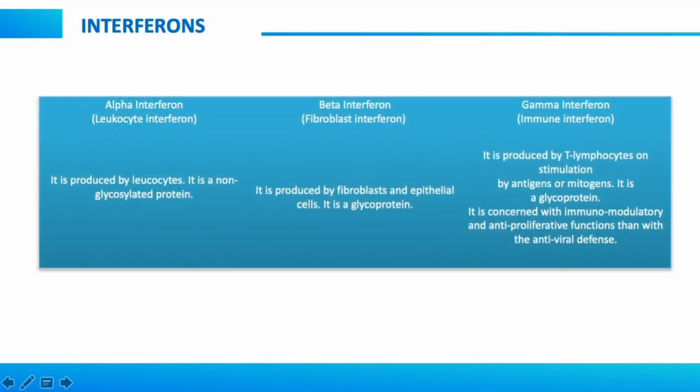As said earlier, interferons are mediators of early host defense against virus. So whenever a virus enters the body, the immediate defense mechanism of the body is the production of interferons. And these interferons are classified into three types. One is alpha interferon, the other is beta interferon, and the third variety is gamma interferon. Among these three, major antiviral properties are exhibited by alpha and beta.